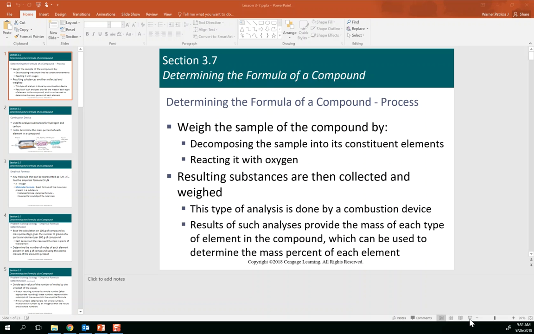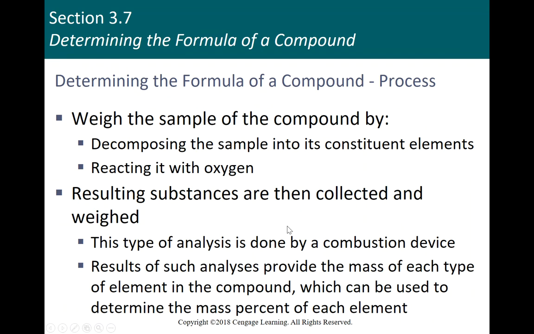Welcome to lesson 3.7. Today we're going to look at determining an empirical formula. The first few slides talk about the process that chemists use to work backwards and determine the actual empirical and then molecular formula of a compound. As a student in general chemistry, you're not going to do this, so these are basically for your reference, like how does this really work in real life kind of slides.